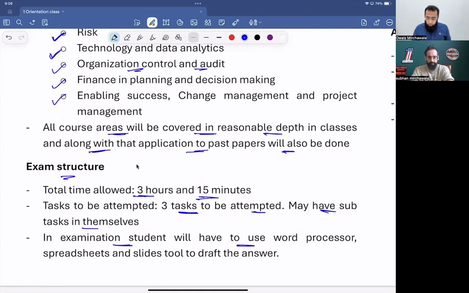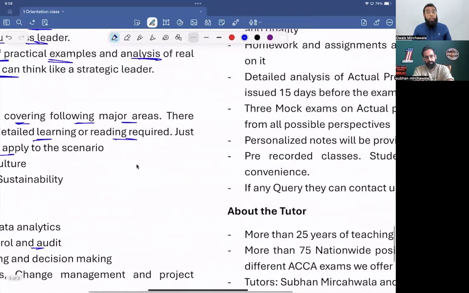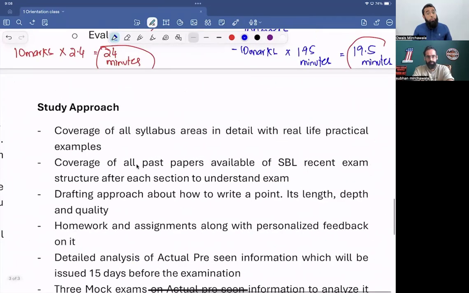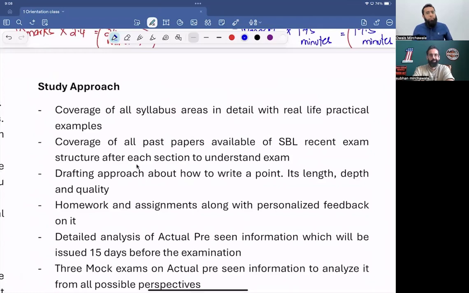In the examination, the student will have to use a word processor to draft the answer, a spreadsheet, and sometimes you will also be asked to make a presentation slide. You haven't seen presentation slides in any other ACCA exam. So you will also learn how to make presentation slides and speaker notes and all. So it is a very different type of exam.